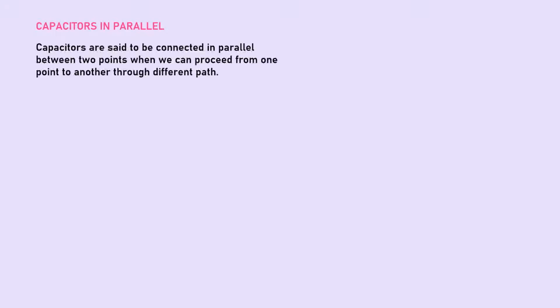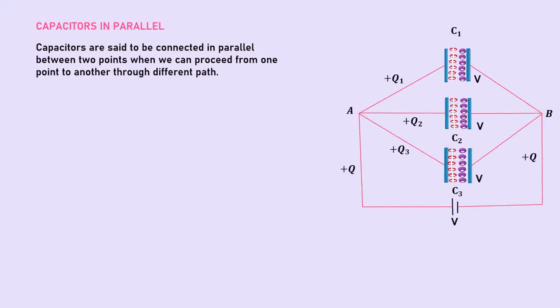Next is capacitors in parallel. Capacitors are said to be connected in parallel between two points when we can proceed from one point to another through different paths. As you see here in the diagram, there are three capacitors C1, C2 and C3. They are connected to a battery of potential difference V.